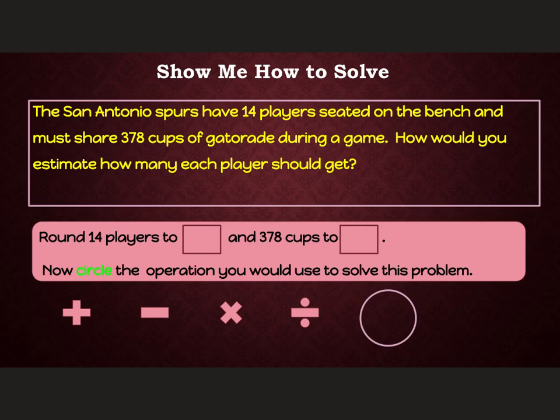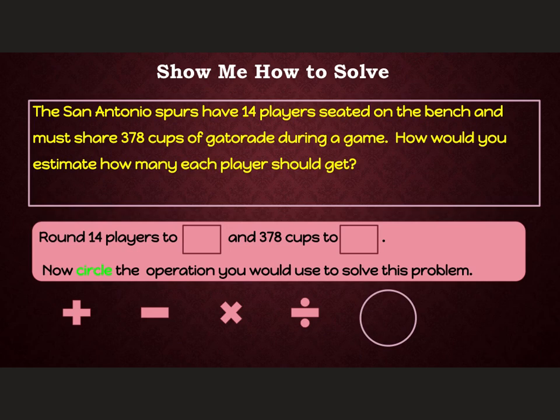So this is a pretty easy one. It's just showing that you can round. The San Antonio Spurs have 14 players seated on the bench and must share 378 cups of Gatorade during a game. How would you estimate how many each player should get?